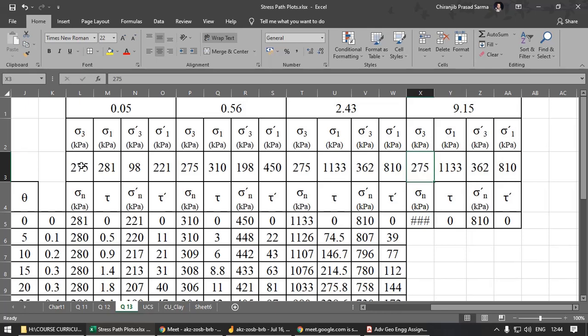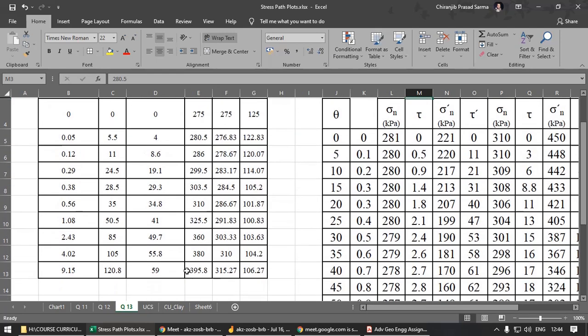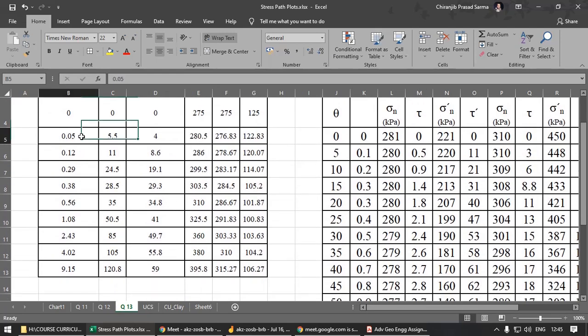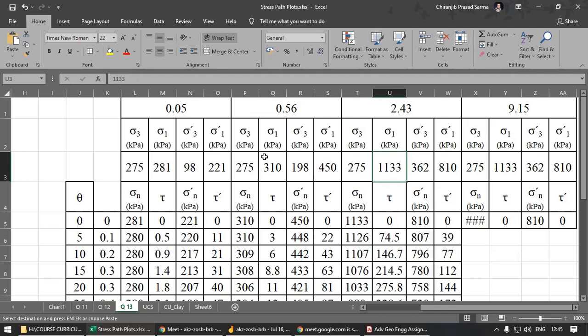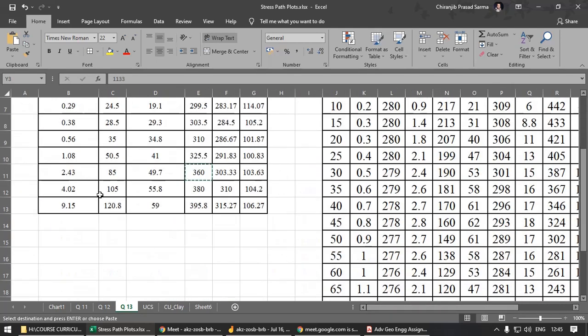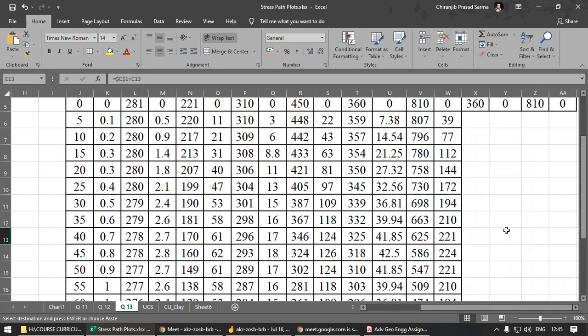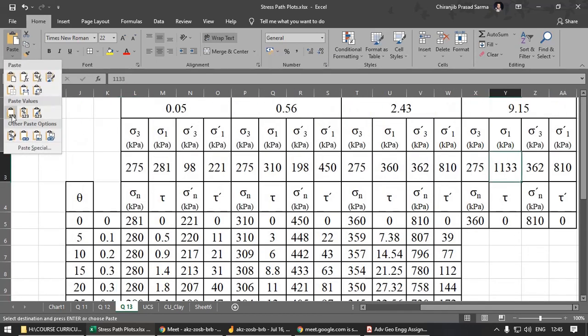So obviously this will remain the same. All right, so 275, 275, 275 and 275, that will remain the same. Sigma 1 will be 280.5 corresponding to 0.05. Then for 0.56, 310 we have already copied. For 2.43 it will be 360. Control C, this will be 360, paste. And for 9.15 it will be 395.8, so Control C here and Control V here, paste values.